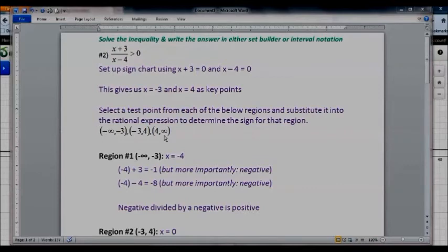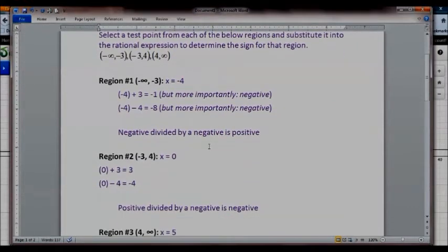And we can do that by looking at each of the pieces. So in the first region, I'm going ahead and choosing x equals -4. Again, I'm choosing points that I believe are going to be easy to work with. So when I plug it into the numerator, that turns out to be -1. When I plug it into the denominator, that turns out to be -8. More important than the numbers is the sign. Top is negative, the bottom is negative, so you're going to end up with a negative divided by a negative, and that makes the entire expression positive.